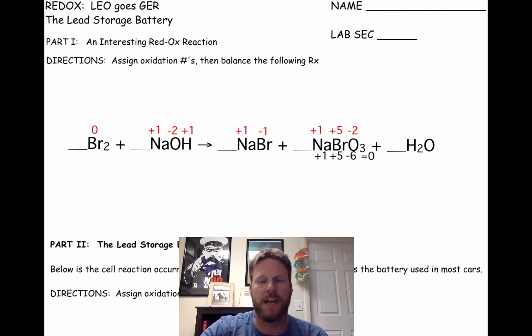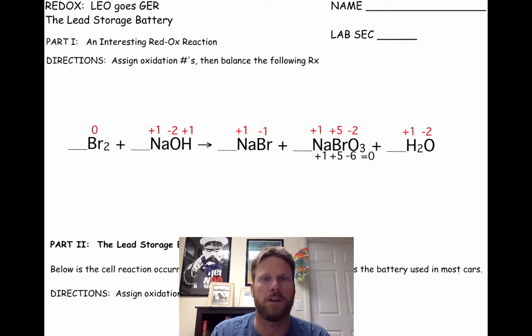Over here, we have H2O. In H2O, hydrogen is always +1, oxygen is always -2. So now that we have the oxidation numbers assigned, we can see why this is a unique example of an oxidation reduction reaction. The same substance is both oxidized and reduced.